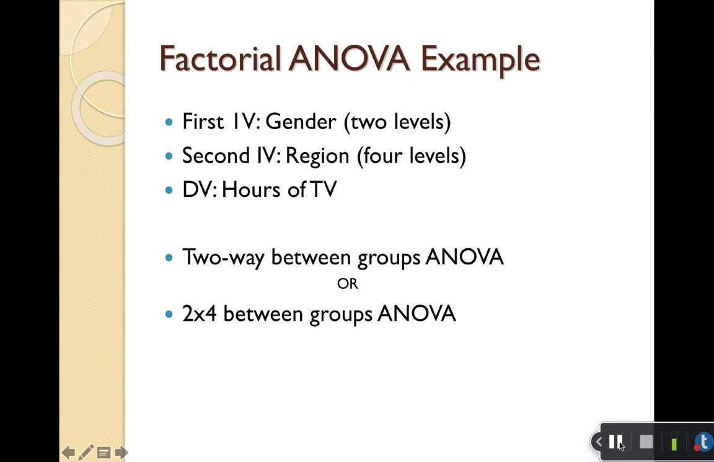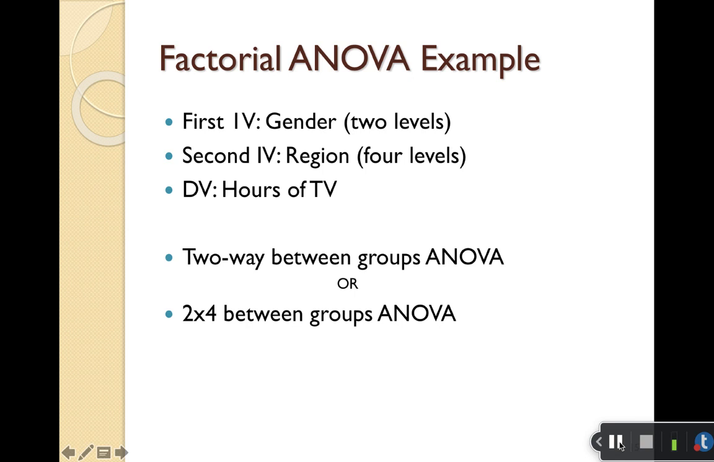So in terms of naming this ANOVA, you could name it based on that ANOVA table a couple slides back. It would be a 2-way ANOVA because we have 2 independent variables, and both of our independent variables are between groups. So you're either only in the boy group or girl group, you either only live in the north, the south, the east, or the west. You can't be in multiple groups. So a 2-way between groups ANOVA is one way we could name this.